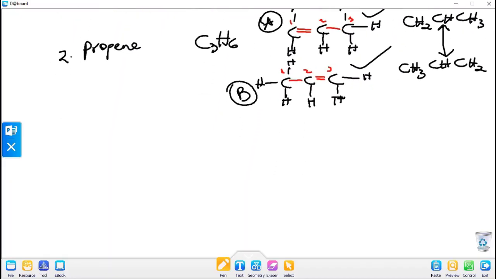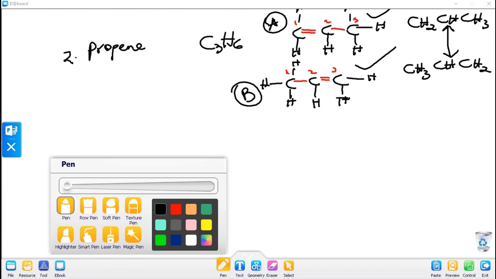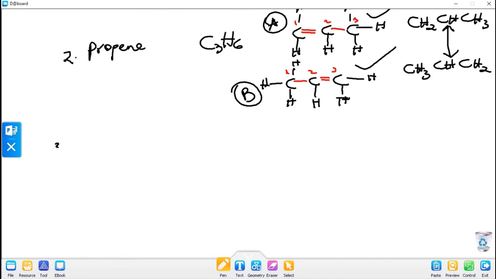So let us see butene. Butene is C4H8, because it must differ by a CH2 group. And what will be our structural formula for butene?